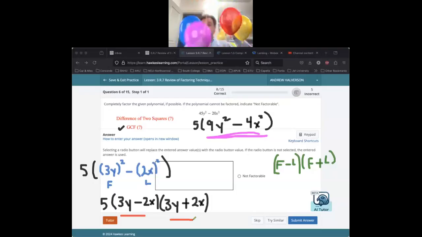Difference of two squares. Do either of those parentheses have a difference of two squares? No, because this one is positive, this was an addition, so that's not it, we need subtraction. And then these here are not perfect squares, so we can't do anything more with it.